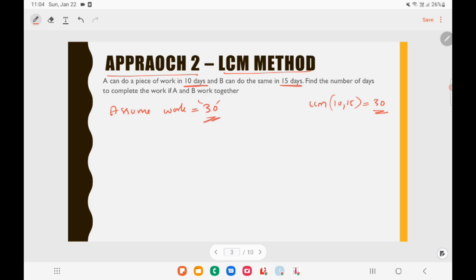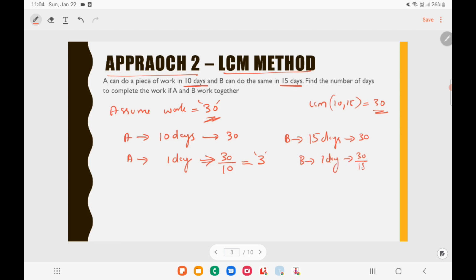So if total work is 30, that means A in 10 days will do 30 work. That means A in one day will do 30 by 10 work, right? Which is equal to 3. So in one day A can do 3 work. Similarly, B in 15 days will do 30 work, so B in one day will do 30 by 15, which is equal to 2 work. So A and B together in one day can do 3 plus 2, because A does 3 and B does 2 work.